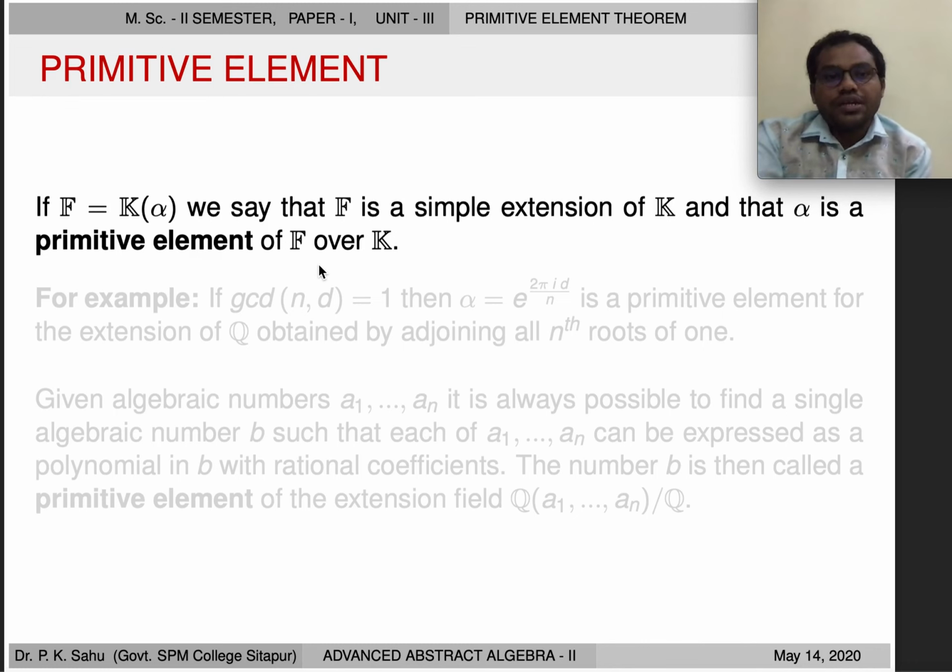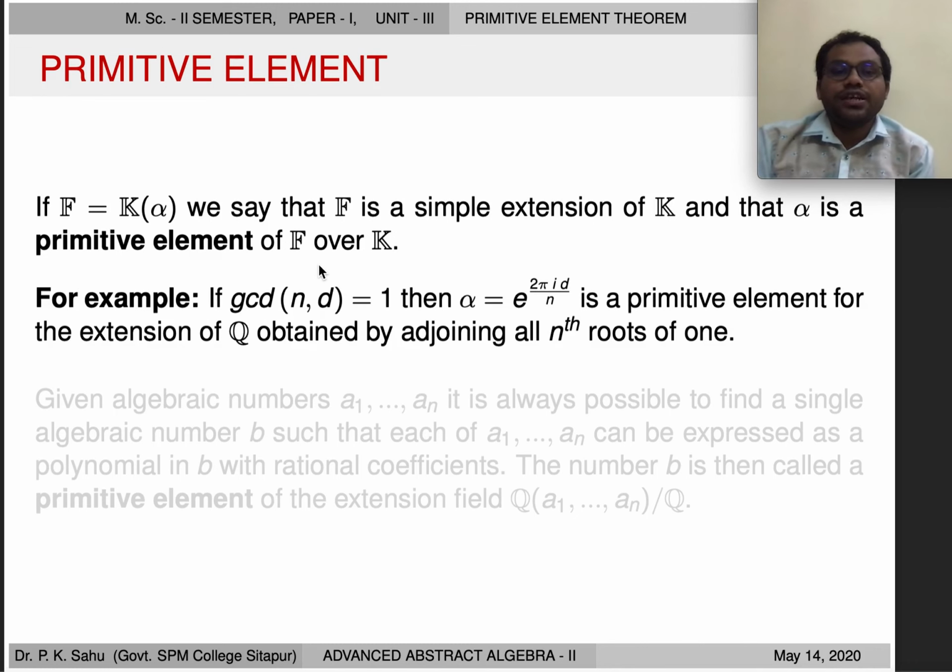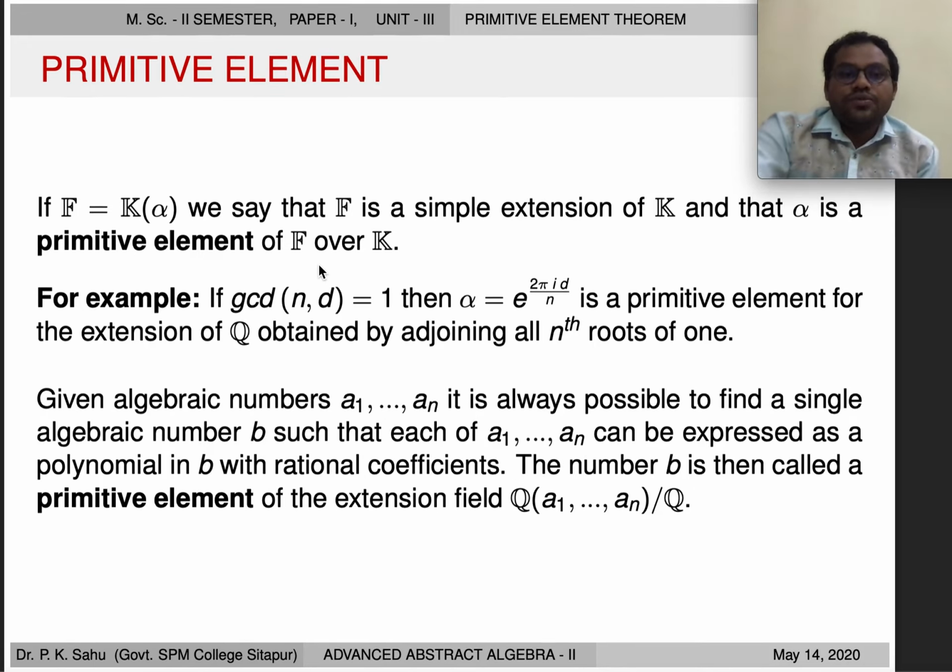of F over K. For example, if we have GCD of n and d is equal to 1, then alpha is equal to e to the power 2 pi i d over n is a primitive element for the extension of rationals obtained by adjoining all the nth roots of 1. Means we can say if you have algebraic numbers a1, a2, all the way to an, it is always possible to find a single algebraic number b such that a1, a2, all the way to an can be expressed as a polynomial in b with rational coefficients. Then this number b is called a primitive element of the extension field Q adjoined a1, a2, up to an over rationals.